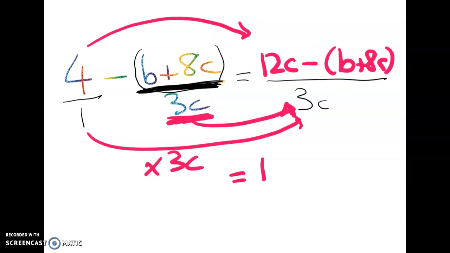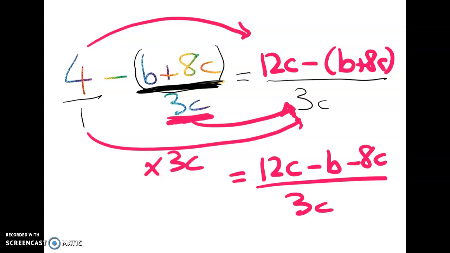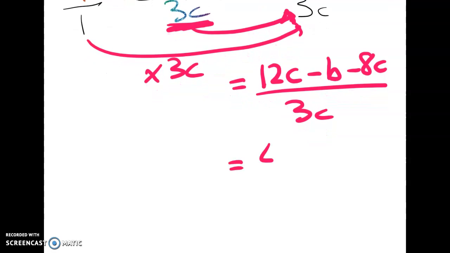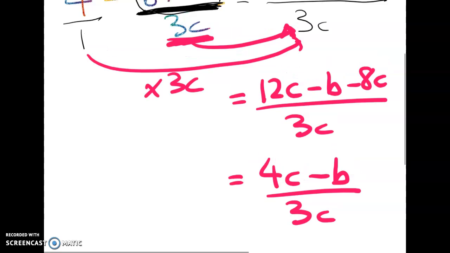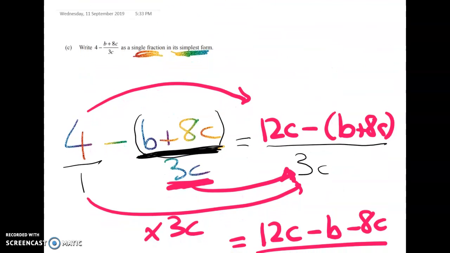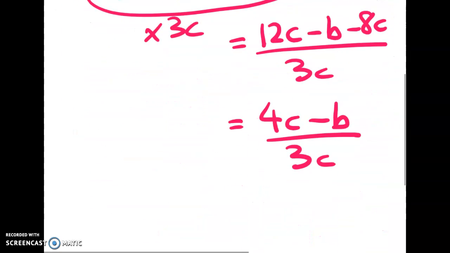So expanding out that bracket, I get 12c minus b minus 8c over 3c, which gives me 4c minus b over 3c. Let's look back and see what the question asked us to do. Well, we had to write it as a single fraction in its simplest form. So can we see any common factors in the coefficients in here? Let's take a look. I've got a 4 here. I haven't got anything I can factorise out here, and I haven't got anything here. So 4c minus b over 3c is my final answer there.